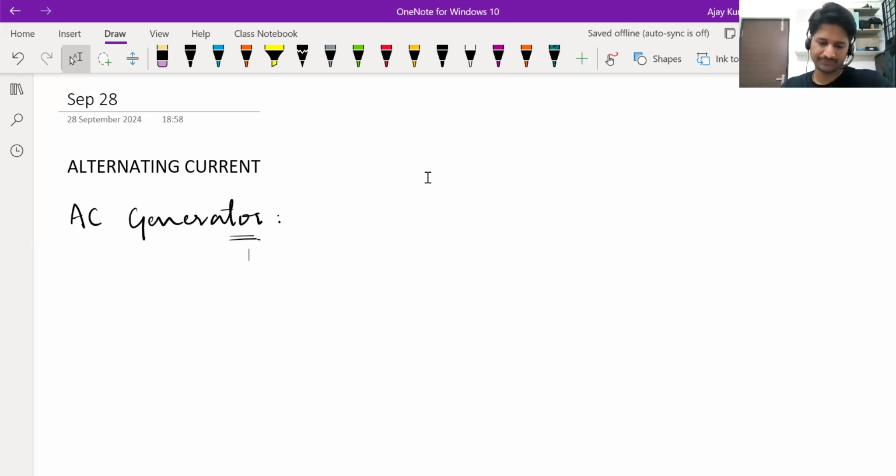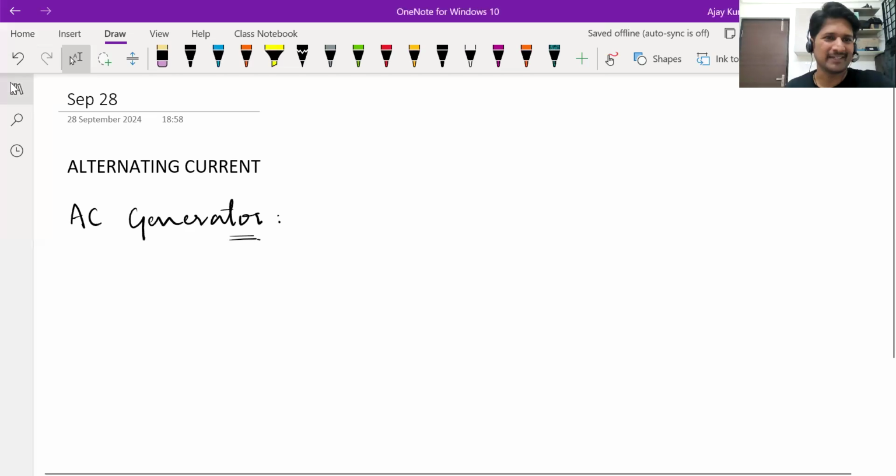So it changes at a constant rate of omega. Is that right? Like it does not keep... it changes. Yeah. So tell me, what are the parts of an AC generator? Sure, I forgot. Okay, just a moment.